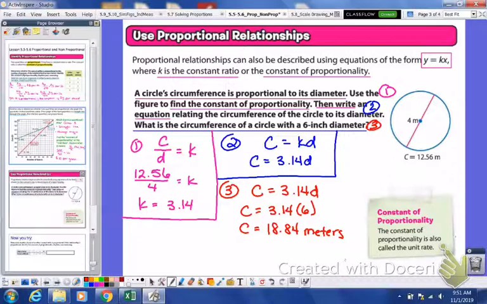Alright, and then just a little reminder on our sticky note here, the constant of proportionality is also called the unit rate. We may flip back and forth between the different words. Make sure you just understand that they're both the same thing.